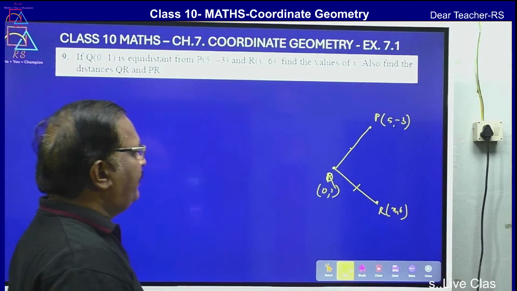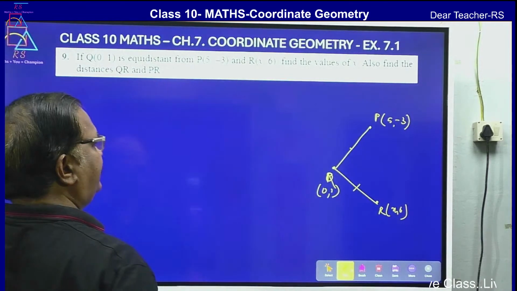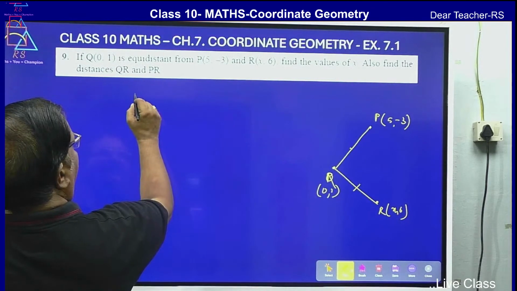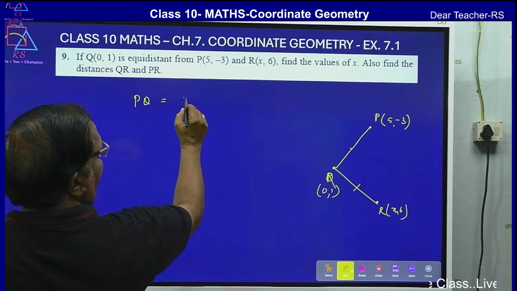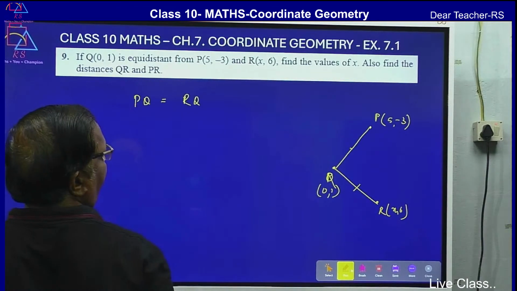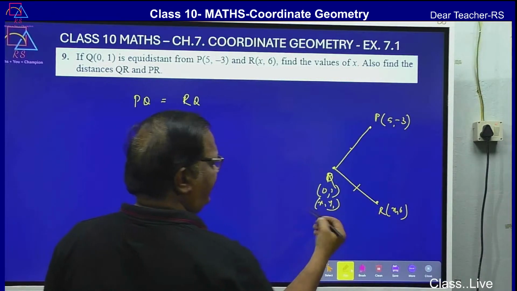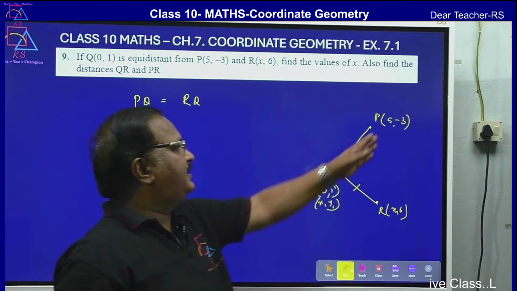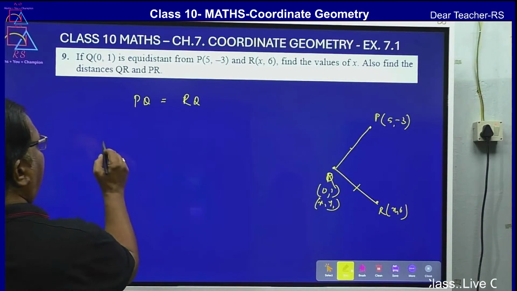Okay, so anyhow, don't bother about the axis. The axis is not given. So now, what is given? PQ is equal to RQ. Say always this is x1, y1. I will keep on x1, y1. You can keep x2, y2 also. So this is x1, y1 and x2, y2.